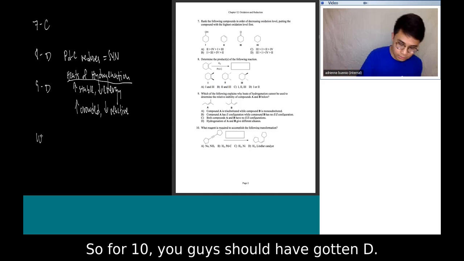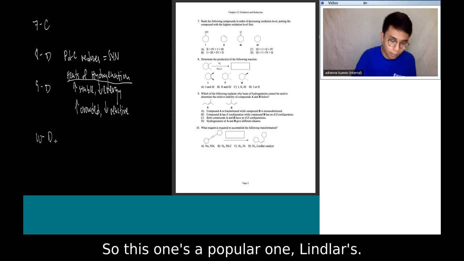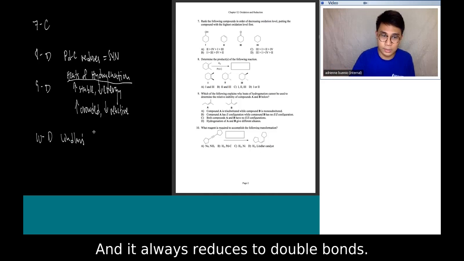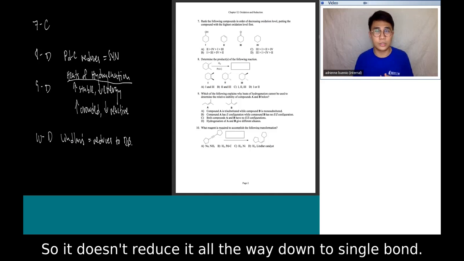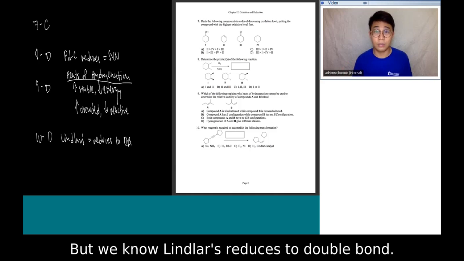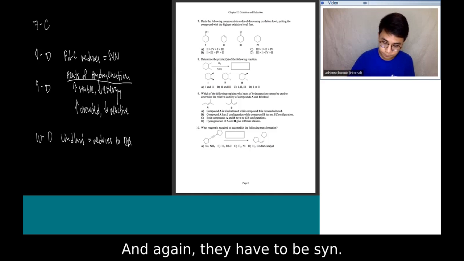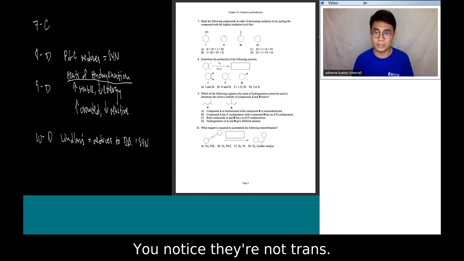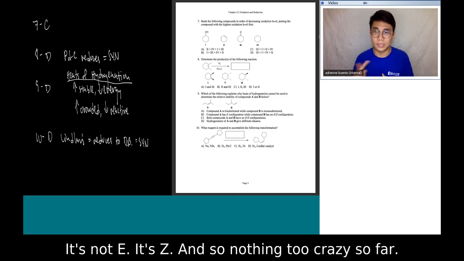So for 10, you guys should have gone D, right? So this one's a popular one, Lindlar's, and it always reduces to a double bond, right? So it doesn't reduce it all the way down to a single bond. It's not that strong, but we know Lindlar's reduces to a double bond, and again, they have to be syn, right? Syn. You notice they're not trans. It's not E. It's Z, right? Syn. So nothing too crazy so far, right?